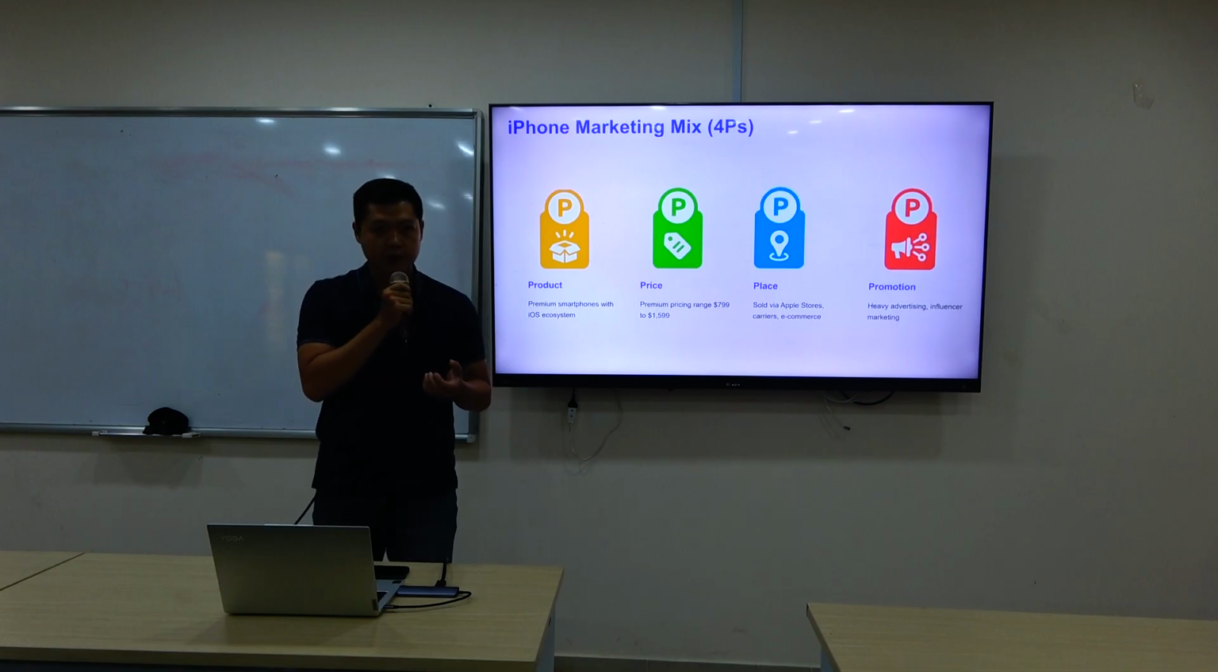About the promotion, before, Apple did not spend too much budget on promotion, but now they also have many good promotions for users, like trading in the old phone and giving the user a new one, or trading in another brand's phone to exchange for a new phone.